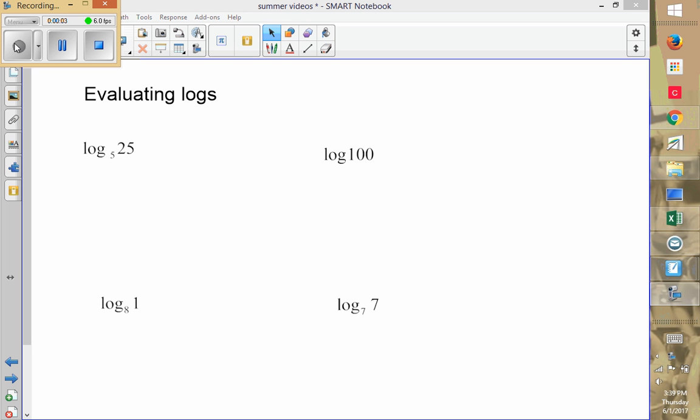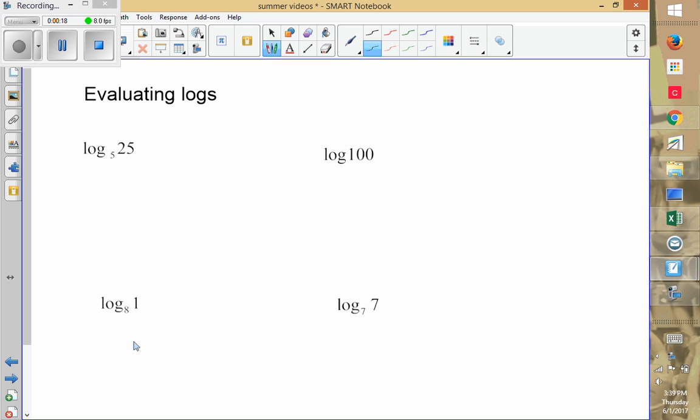Okay, a little refresher on how to evaluate a logarithm. The point of a logarithm is to help us solve for an exponent. So ideally, what you're actually looking for when you're evaluating a log is an exponent. If you need to, I think it's somewhat useful to figure out what it's equal to.